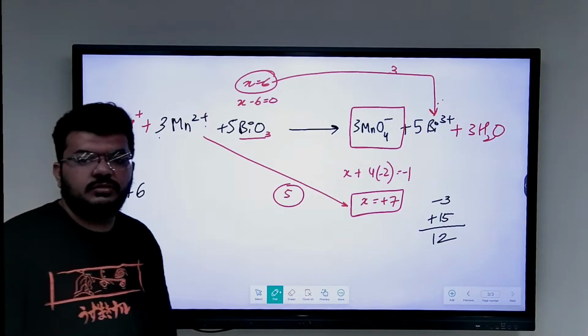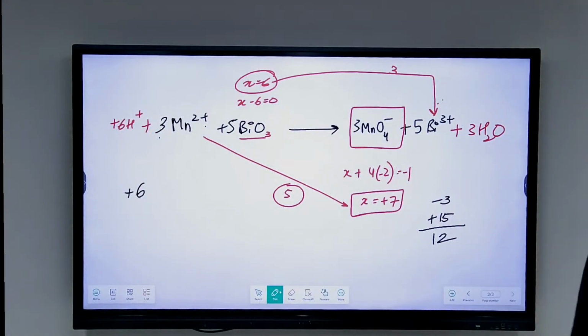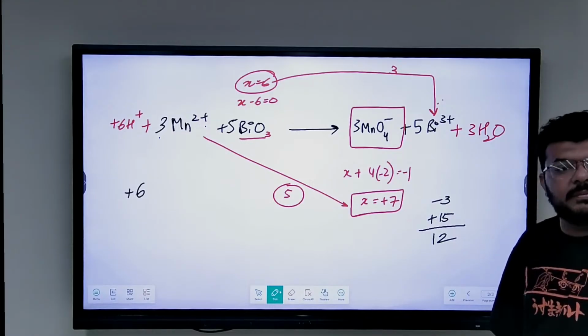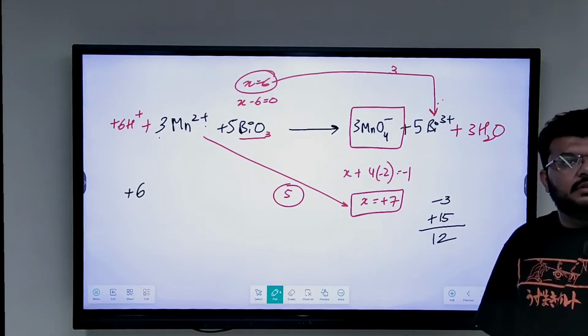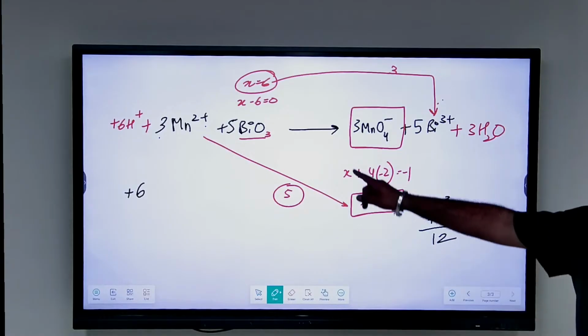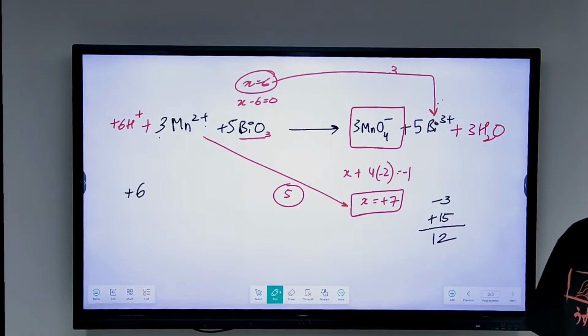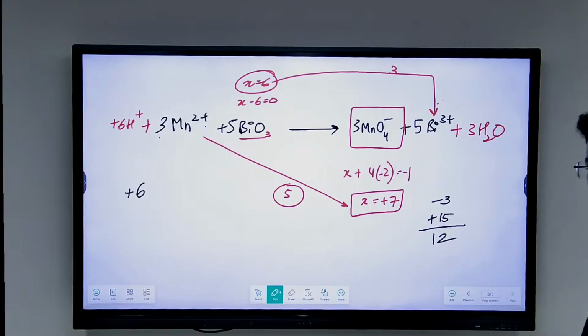I don't think so. Because with H plus your oxygen is also unbalanced. No, it's not. We have 3 into 4, 12, 10 and 12 plus 15. I said 5 into 3. So yeah, it is balanced. You don't even need to look at oxygen in this case.